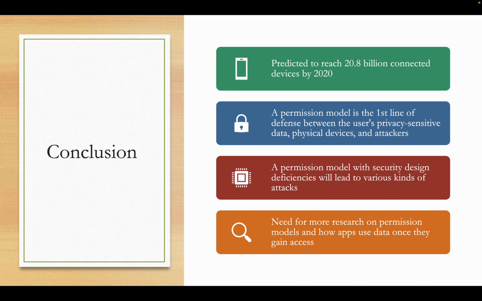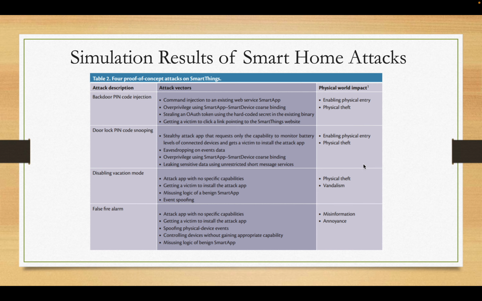In conclusion, connected devices are predicted to reach 20.8 billion in 2020. A permission model is the first line of defense between the user's privacy-sensitive data, physical devices, and attackers. A permission model with security design deficiencies will lead to various kinds of attacks, and there is a need for more research on permission models and how apps use data once they gain access. And that concludes the presentation.